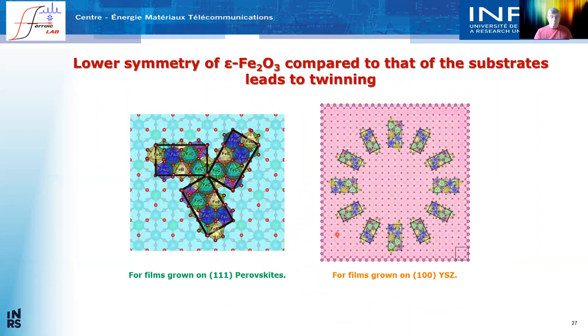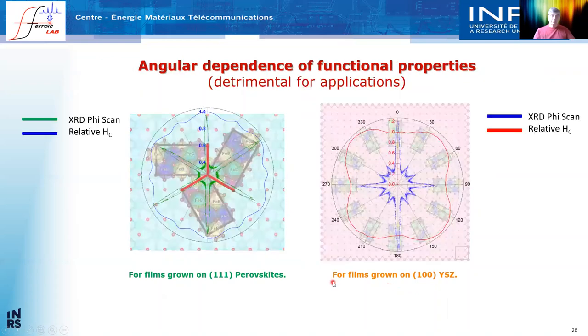But the fact that you have a low symmetry of the epsilon ferrite phase compared to the cubic symmetry of the substrate means that we actually have twinning. You have three different orientations in the case of the 111 surface of perovskite, and you have six different orientations, we have 12 drawn here, for films grown on 100 YSZ. And this is not necessarily what you want for application. I mean, we wanted something which is extremely anisotropic, for the highest magnetic anisotropy for oxides. And here you see that because of this twinning, it's becoming quasi-isotropic again.